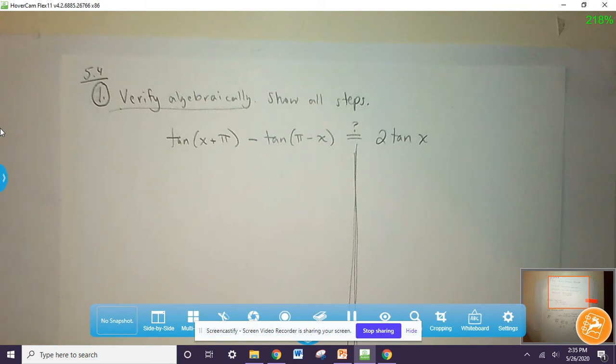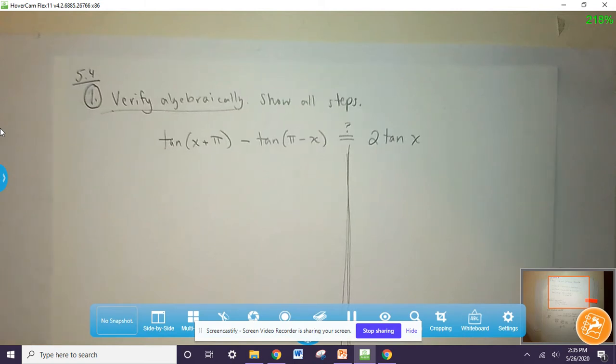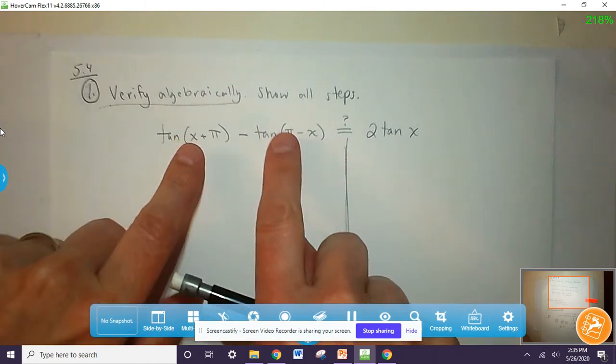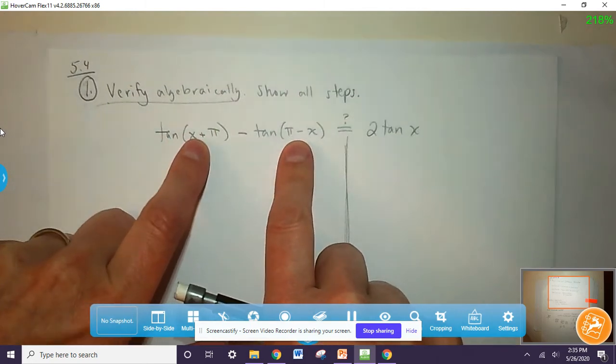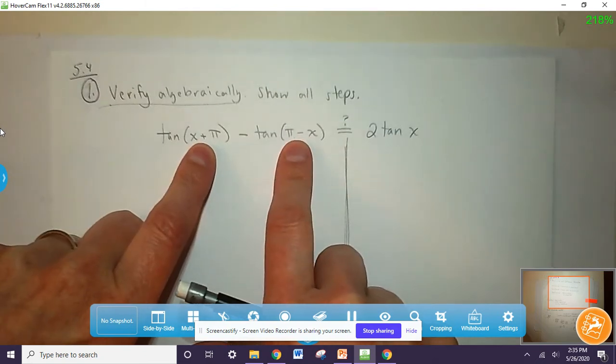When you first look at this, you might have a lot of ideas. A lot of times students want to try to combine these, but you can't because the angles don't match. The angle here is x plus pi. The angle here is pi minus x.